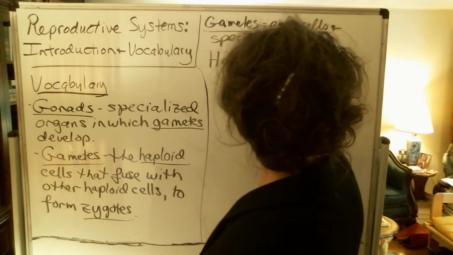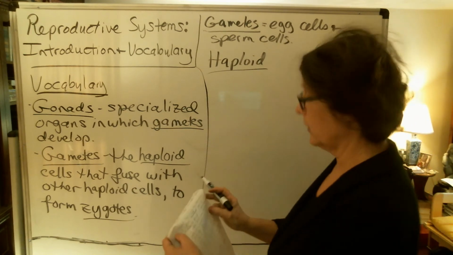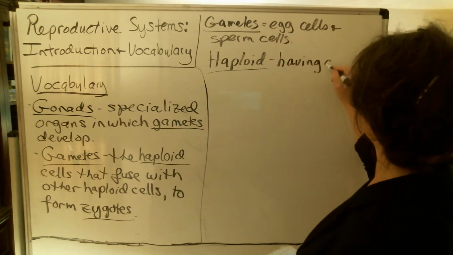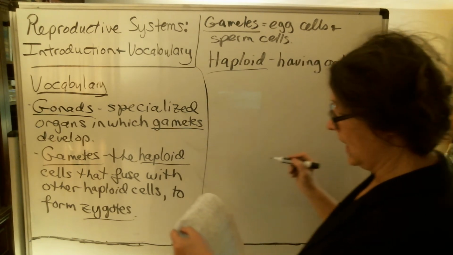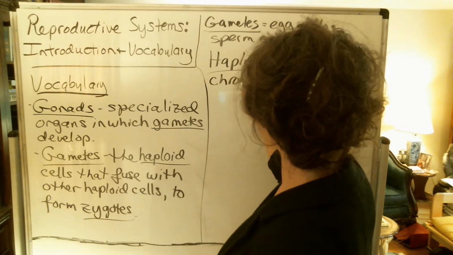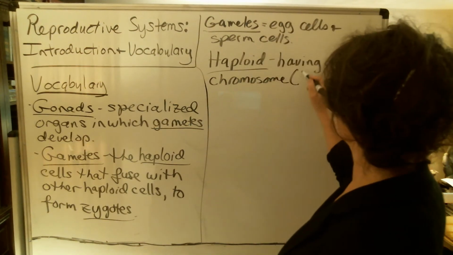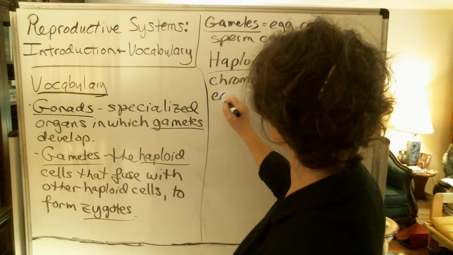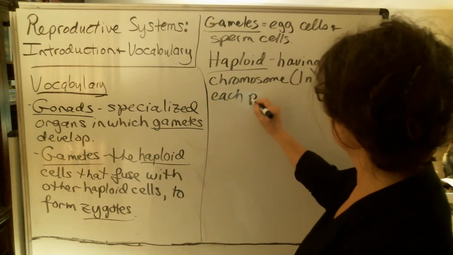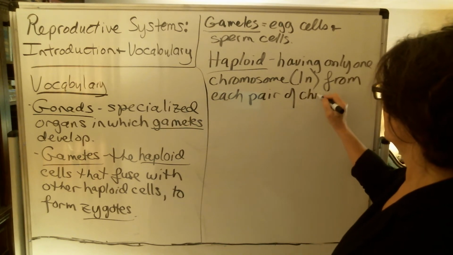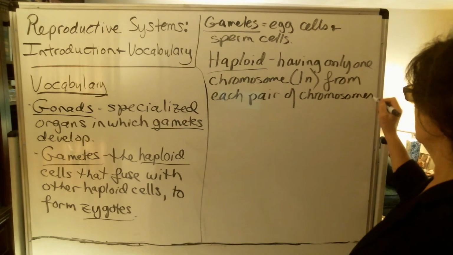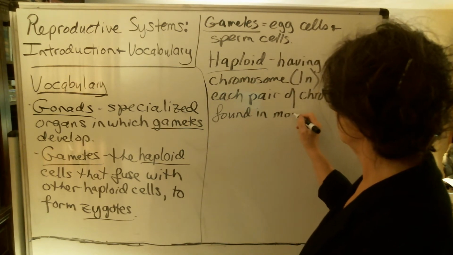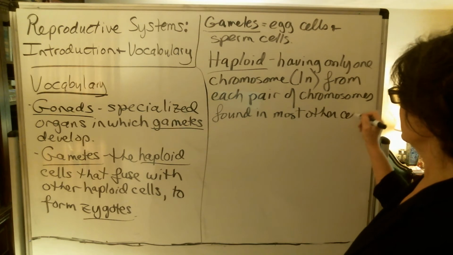So what do I mean by haploid? You've heard this before, but we're going to go over it now. So haploid means having only one chromosome, and this is abbreviated 1N, from each pair of chromosomes that are found in most other cells.